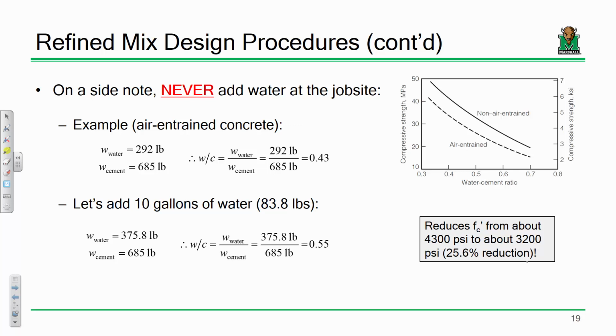Okay, let's say you've got air-entrained concrete, and the mix design called for this much water and this much cement, and that's a water-cement ratio of 0.43, okay? 0.43 will tell you what your compressive strength is. If you just add a little bit of water, let's just throw in about 10 gallons of water. Now, it'll be all right. Go back and compute your water-cement ratio and look at your compressive strength. That can reduce your compressive strength by over 25%, okay?